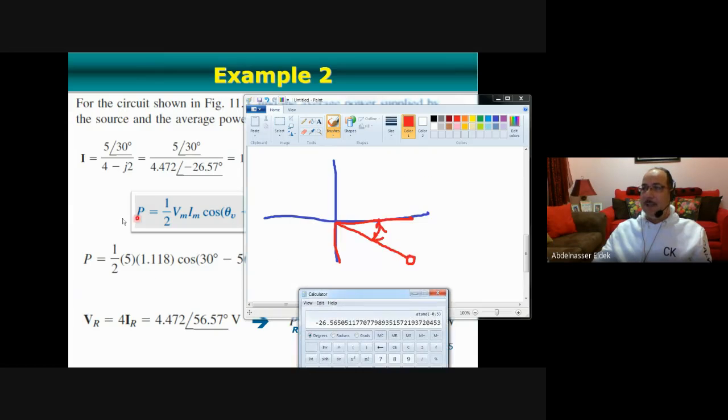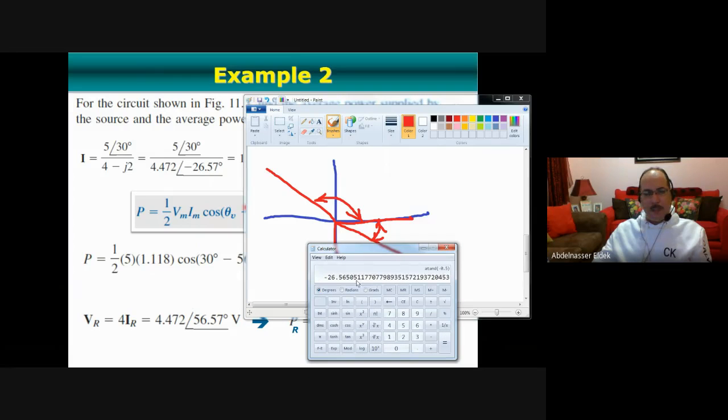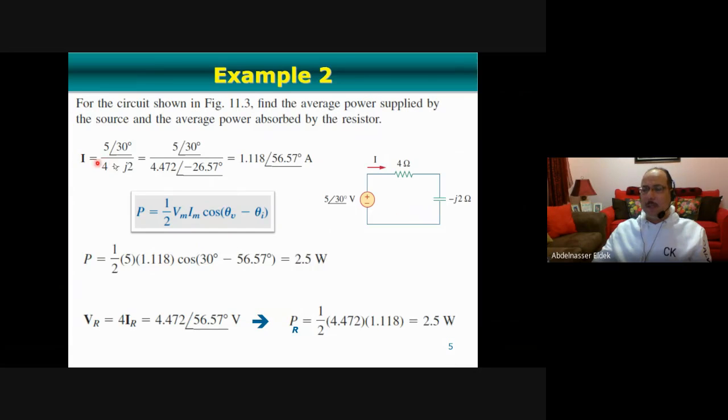But if it is, for example, -4 plus j2, then the angle will be on the other side. So this is the angle here. So you have to add 180 degrees to this result. So it will be 153 here. Makes sense because it's supposed to be between 90 and 180. Okay, so you calculate I: 5 over 4.472 equals 1.118, and 30 minus negative 26.56 will be plus. So this is the angle here.